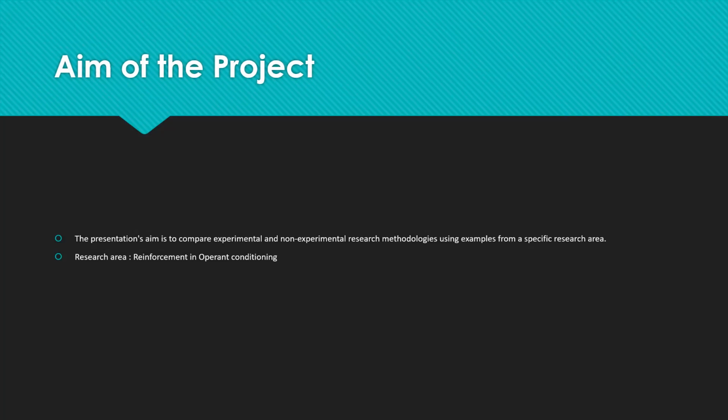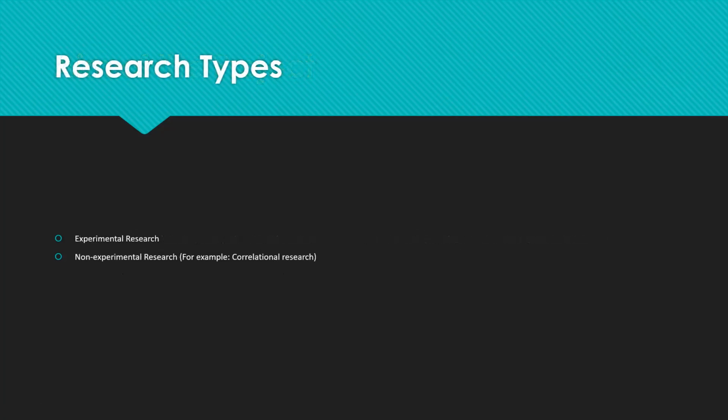Aim of the project. The presentation's aim is to compare experimental and non-experimental research methodologies using examples from a specific research area. The research area I chose is reinforcement in operant conditioning. Before we get into the research area, let's talk about research types: experimental research and non-experimental research, for example, correlational research.